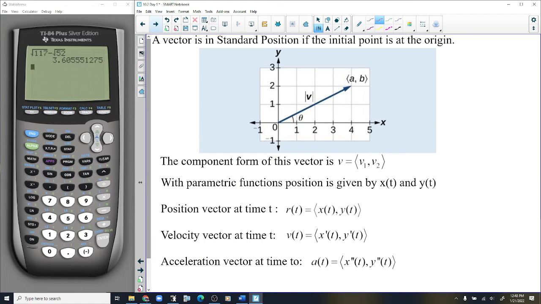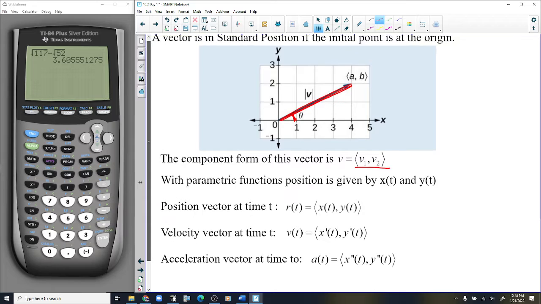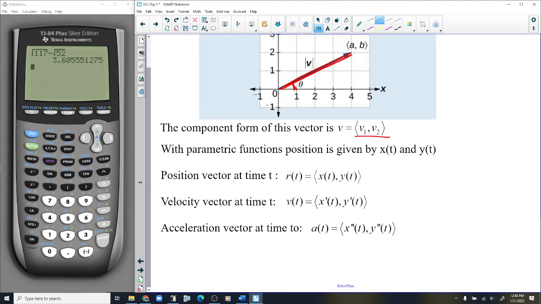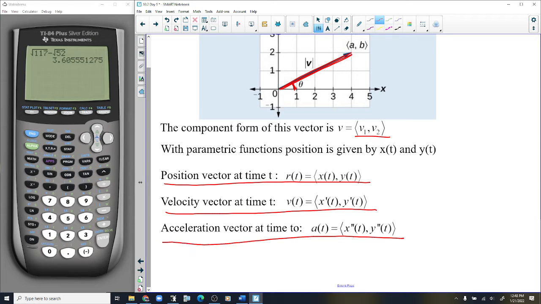A vector is in standard position if the initial point is at the origin. So here we have a vector in standard position. It has an angle and it has a magnitude, or a length. The component form of this vector is, well, we have the x-coordinate and the y-coordinate of the head of the vector. With parametric functions, position is given by x of t and y of t. So the position vector is x of t, y of t. Velocity vector is the derivative, and the acceleration vector is the second derivative.